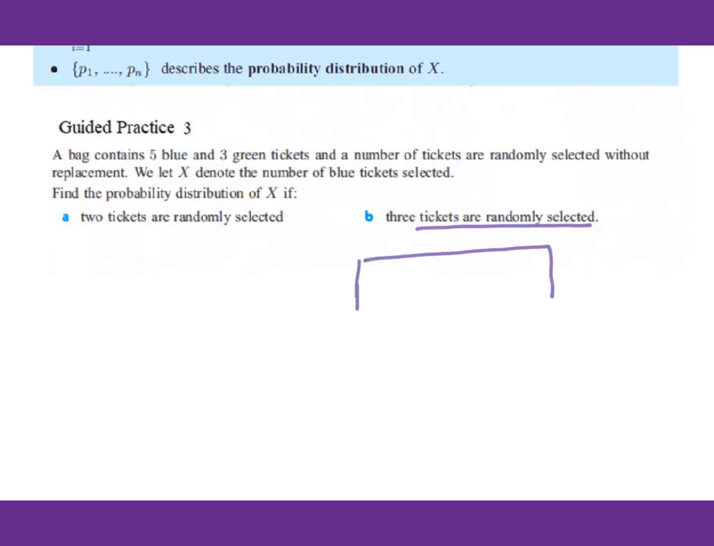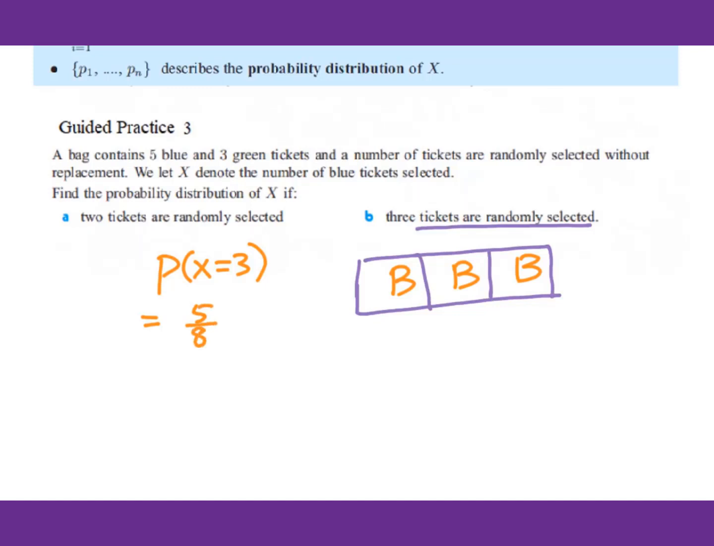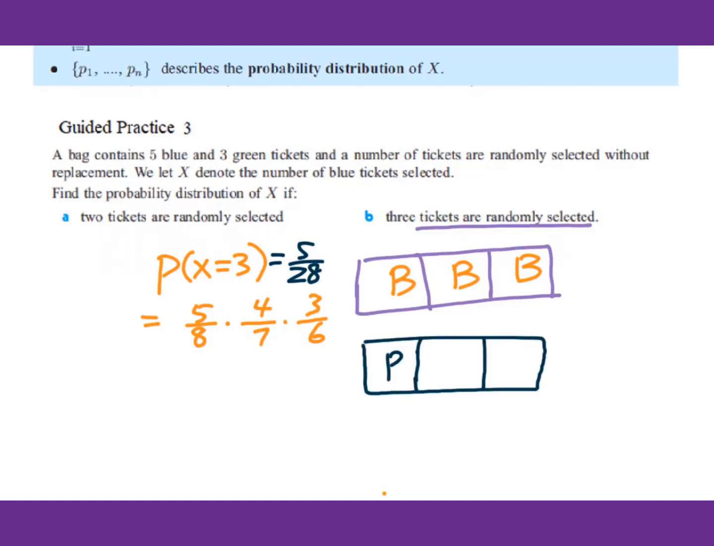You need to pick up 3 tickets. The probability x equals 3. You need a blue, blue, blue. Therefore, you will have 5/8 times 4/7 times 3/6. You will get 5/28. Then we are looking for x equals 2, which means you have 2 blue.